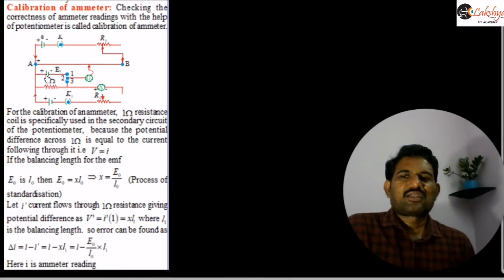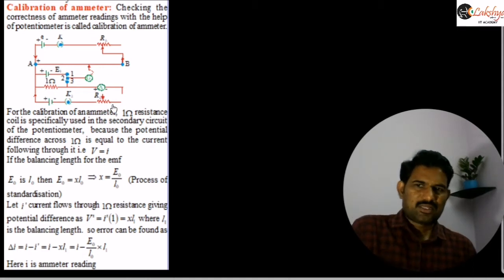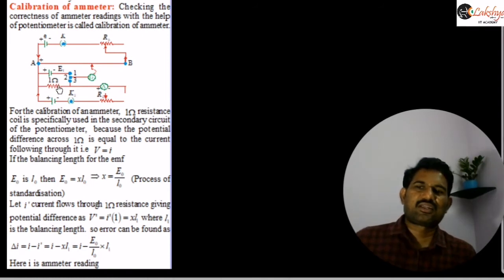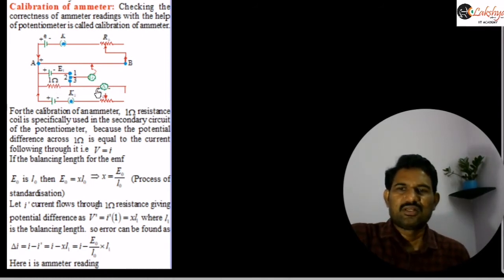And in the secondary circuit, again we are using this two-way plug key here. Then this cell of EMF E1. And this is another circuit we are connecting here. Here this resistance of 1 ohm is connected, and this ammeter is connected here, which is to be calibrated. We need to check the correctness of this ammeter here, and a variable resistance is connected to this circuit here, right? So that means here we connect this 1 ohm.